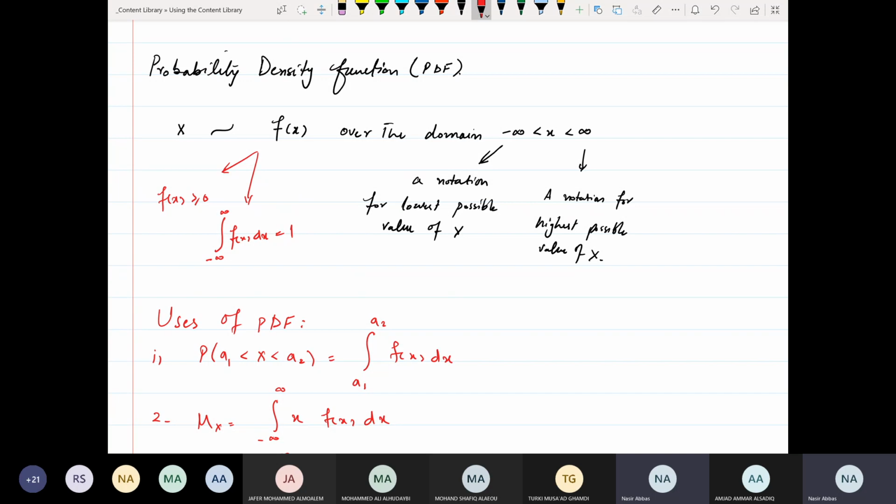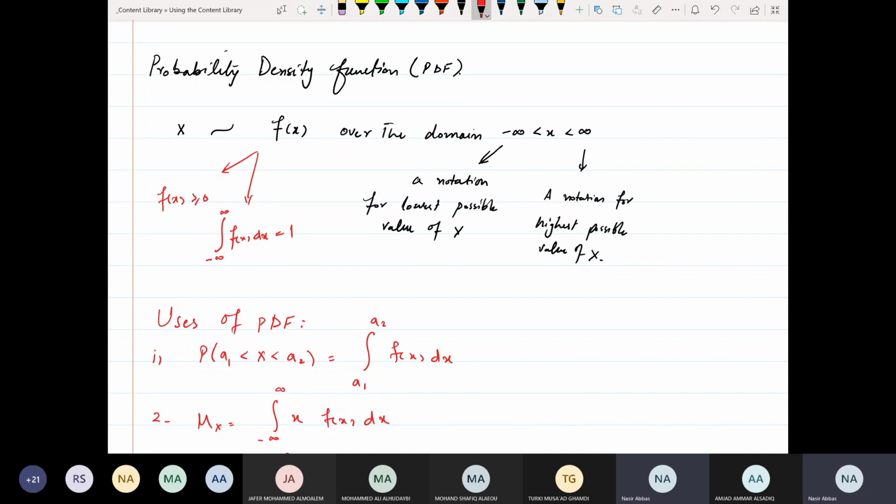Now here I don't mean minus infinity by minus infinity. It's a kind of notation for the lowest possible value of x. And plus infinity is a sort of notation for the highest possible value of x. And we saw in different questions, these two values are different. Like sometimes the question is from 0 to 1, sometimes it's 1 to 10, sometimes it's 0 to infinity, and so on. So there are different lower limits and different upper limits for different variables in different questions.